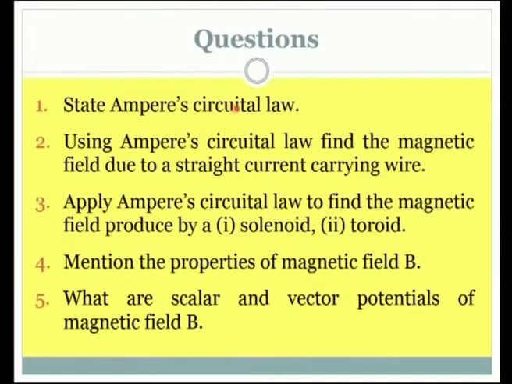State Ampere's circuital law. Using Ampere's circuital law, find the magnetic field due to a straight current carrying wire. Apply Ampere's circuital law to find the magnetic field produced by a solenoid and also a toroid. Mention the properties of magnetic field B. What are scalar and vector potentials of magnetic field B?